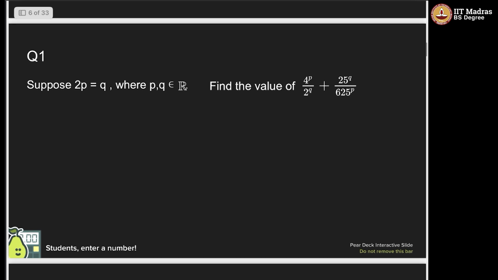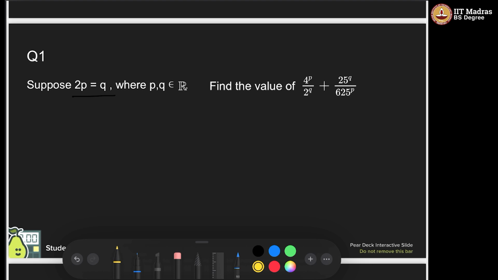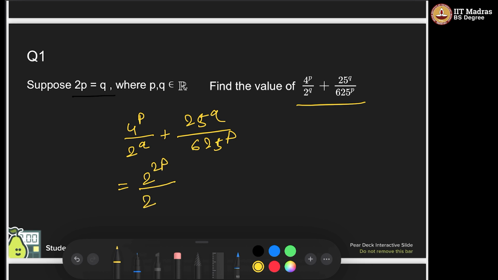So this is our first question. We are given that 2p equals q, and we have to find the value of 4 power p by 2 power q plus 25 power q by 625 power p. We can express 4 as 2 square, so it will be 2 to the power 2p.